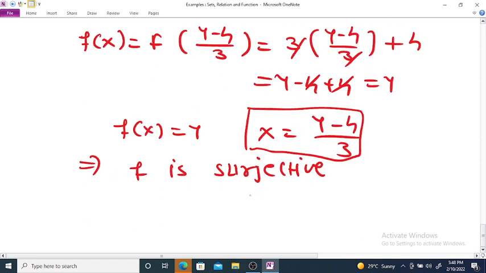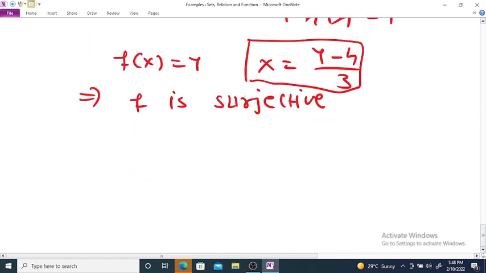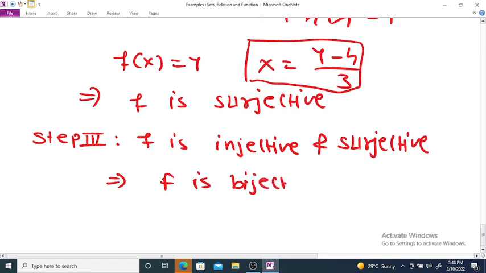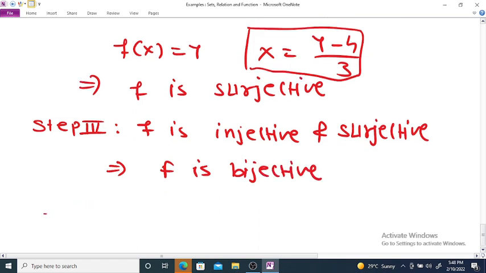Now next, since f is one-one and onto, step number 3, f is injective and surjective, therefore this implies f is bijective. Next we want to determine f inverse. Step number 4, we want to determine f inverse.